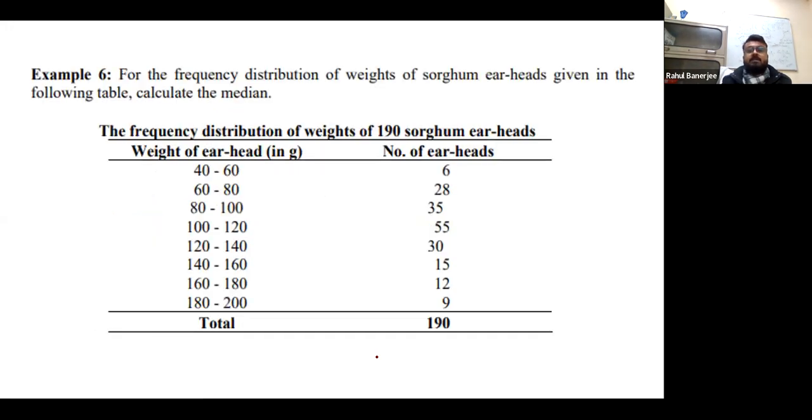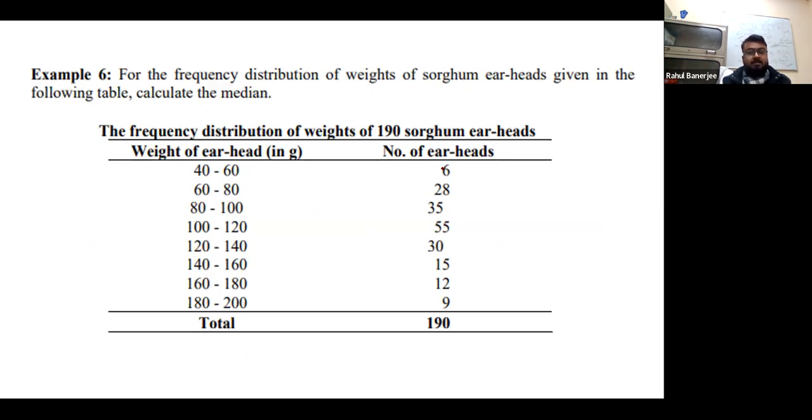Okay. Now you see the frequency distribution of weights of sorghum earheads. So now again, the previous example for calculation of mean. Here you see what we have done is we have simply classified the data into groups: 40-60, 60-80, 80-100, 100-120, 120-140, 140-160, 160-180, and 180-200. And these are the number of earheads.